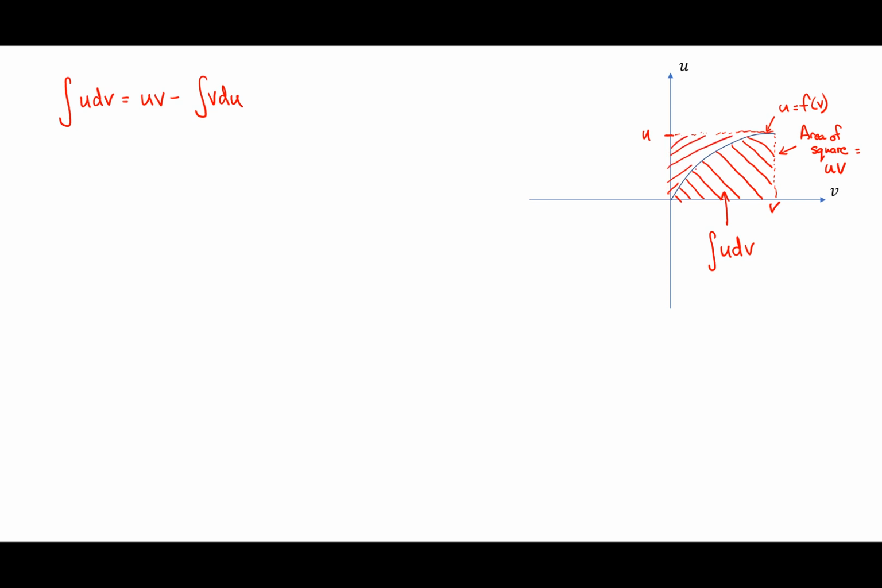Now, what's the area between the curve and the y-axis? This area would be v du. So I can say that the area of the square, which is uv, has to be equal to the integral of u dv, the area between the curve and the x-axis, plus the area between the curve and the y-axis, so the integral of v du. That tells me the integral of u dv has to be equal to uv minus the integral of v du. That's the intuitive meaning behind it. It's important to have that.